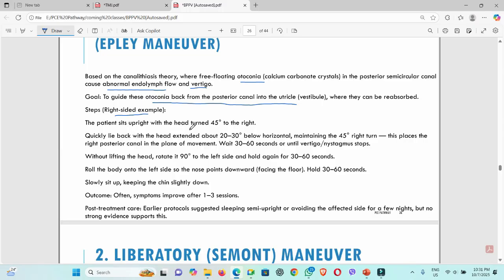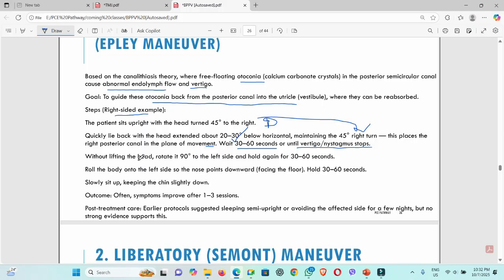Steps. Now, okay, we'll take an example, right side. Patient sits upright with head turned towards the right. Remember Dix-Hallpike, guys. Now quickly lie back with the head extended around, remember 30 degree only. Head extension 30 degree like this, Dix-Hallpike. We are maintaining this 45 degree right turn position. This places the right posterior canal in the plane of movement. Wait for 30 to 60 seconds or until vertigo or nystagmus stops.